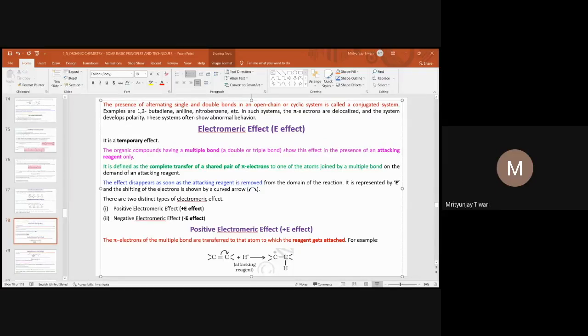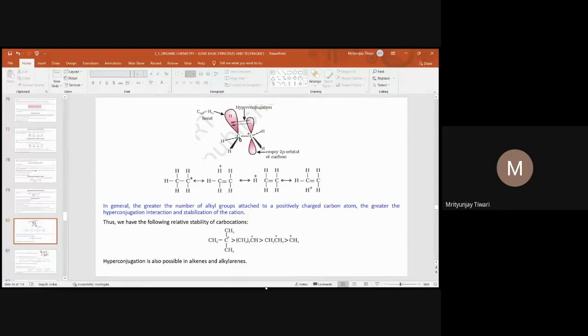structures of the ethyl carbocation. And if the number of hyperconjugative structures is more, it means that carbocation or that species will be more stable. So the number of hyperconjugative structures will determine the relative stability of a given molecule.